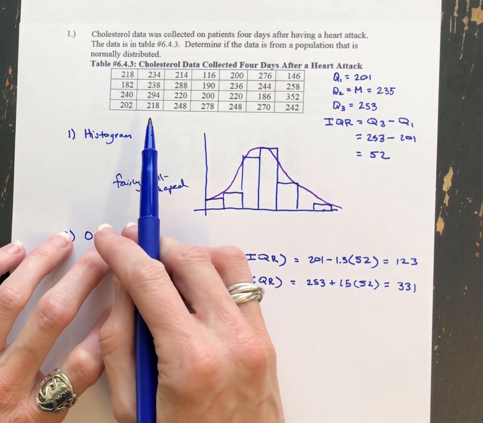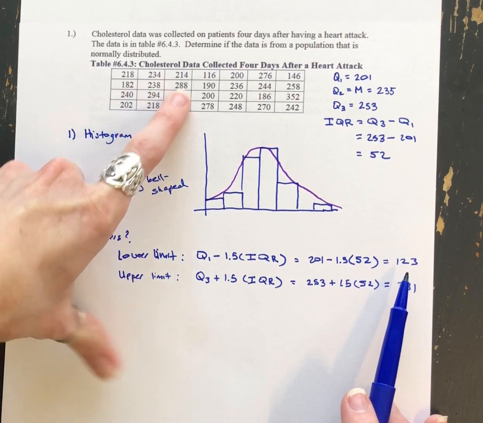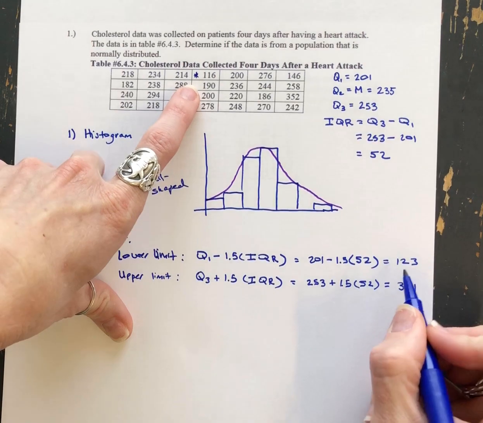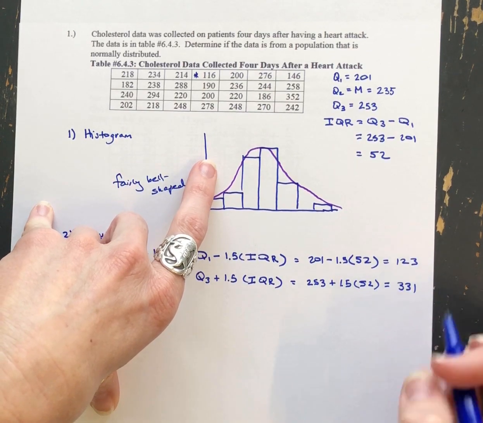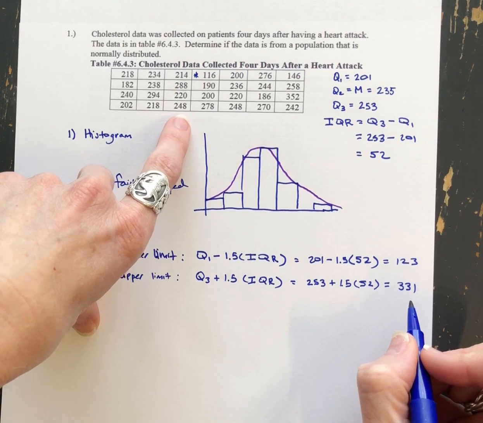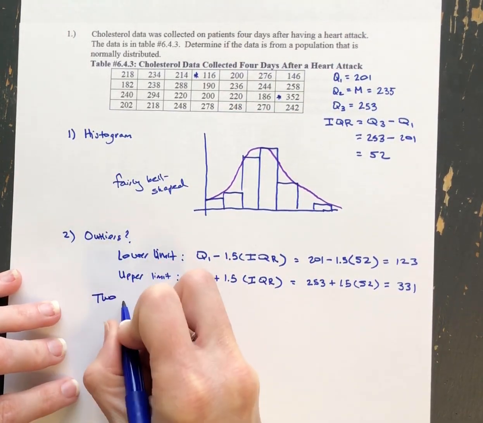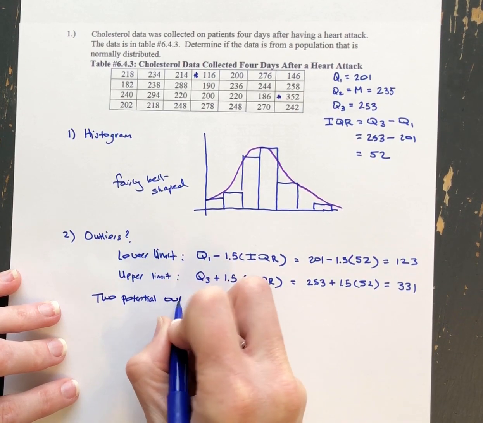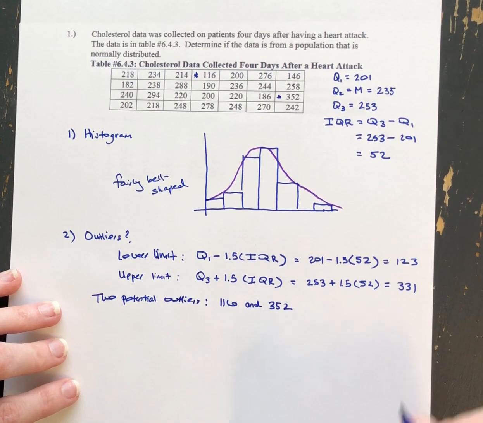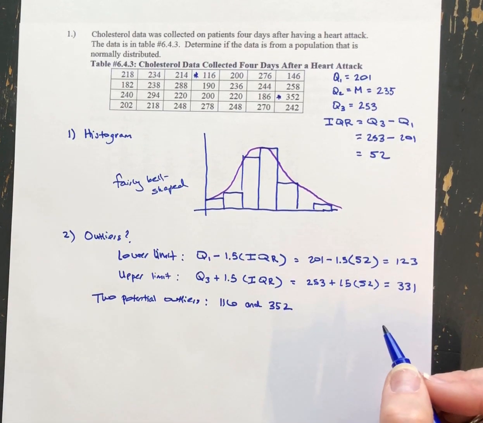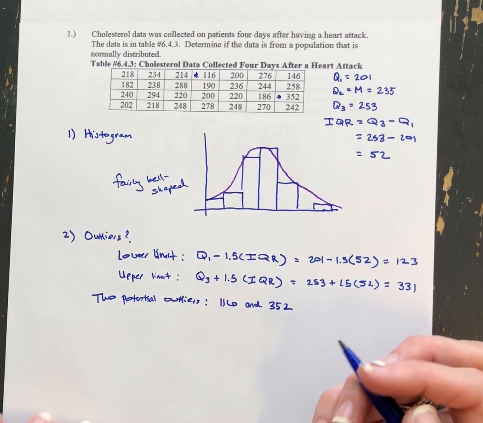If we look through our data set, I'm looking for small values here. We've got 116, and that looks like the only one that's below 123. And then as far as larger than 331, we have 1 as well. So we have 2 potential outliers, 116 and 352. But you'll notice there was 1 on each side, which tends to sort of indicate that you might still have this nice normal bell shape because there's 1 on each side.